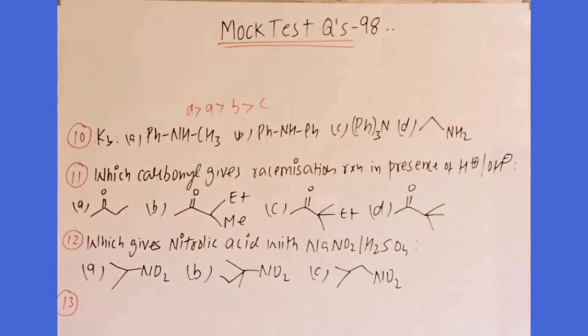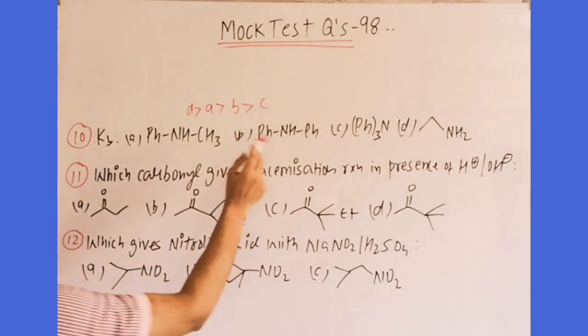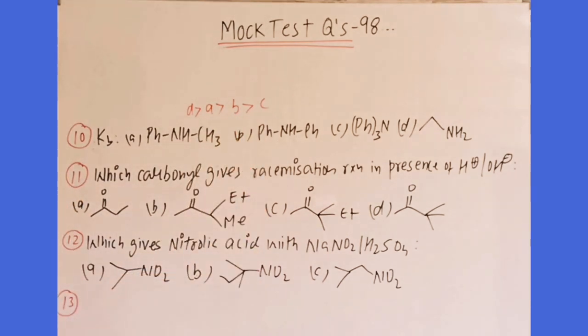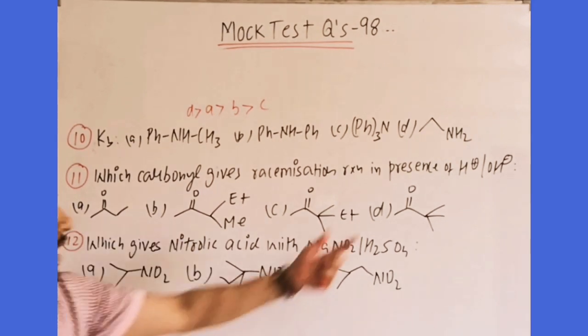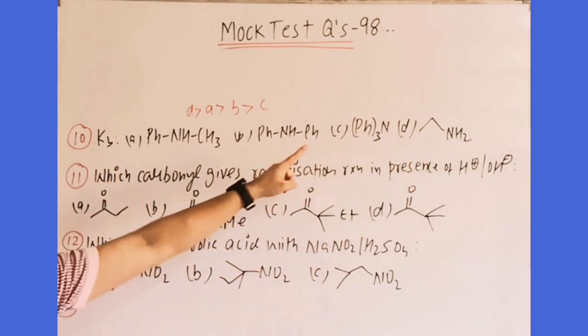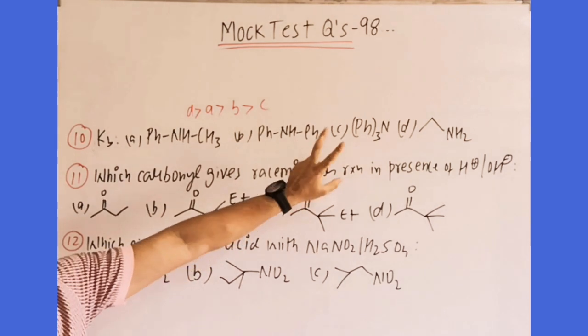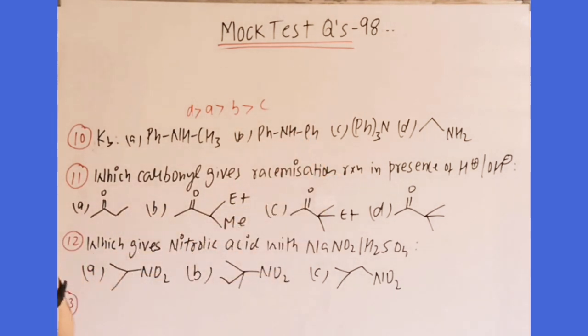The reason is not given correctly there, so you can use the lone pair delocalization. Aliphatic we know is more basic. Among aromatic amines you can only use lone pair delocalization, not primary, secondary or tertiary aromatic amine. Question number 11.